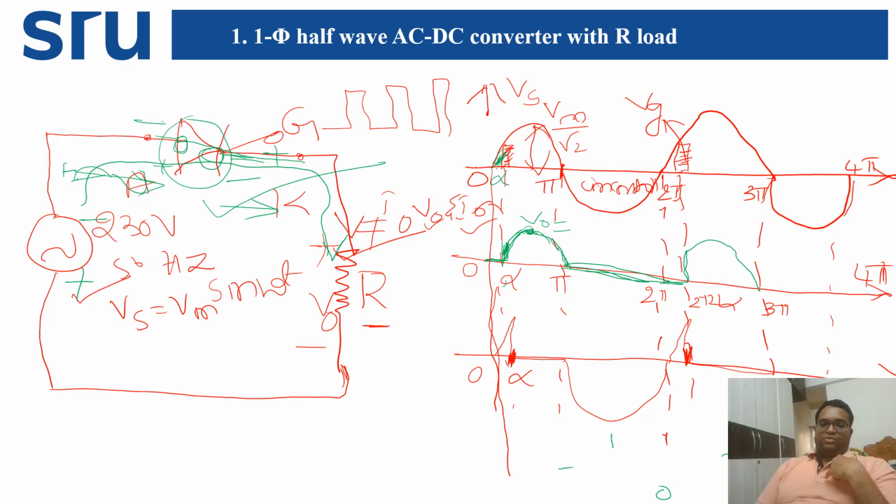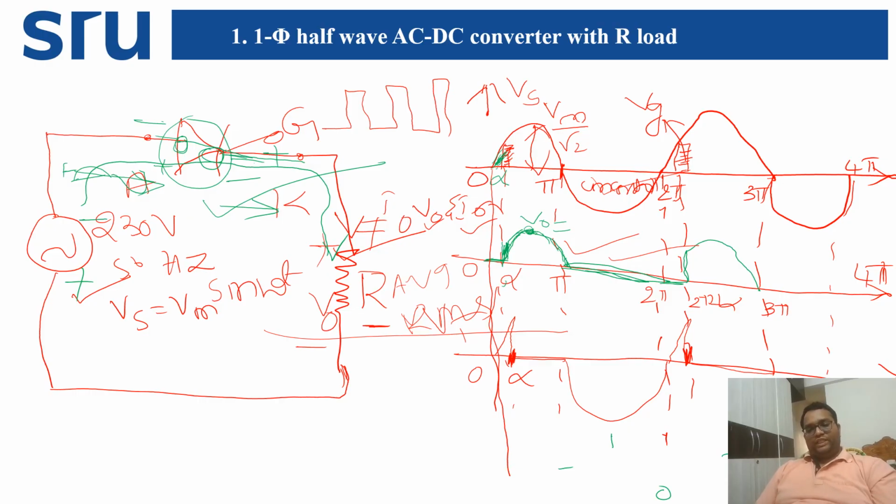So this is the source voltage, this is the load voltage and load current waveform shapes, and this is the thyristor voltage. So these are the three major waveforms in the single phase half wave AC to DC converter with R load. Now we will observe the average output voltage we are getting, the RMS output voltage, the RMS input power, the average output current and RMS output current. Everything we will observe now.